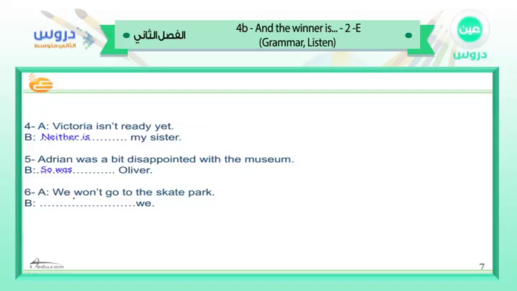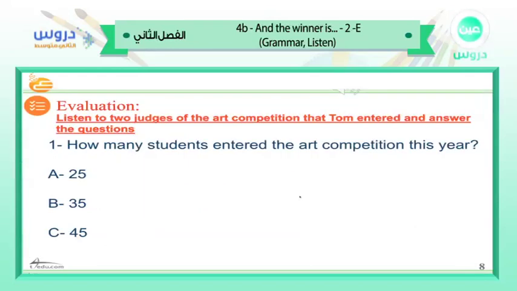Number 6. We won't go to the skate park. We won't. Negative statement. Go to the skate park. The answer is, neither will we. Neither will we. Okay? Affirmative auxiliary verb. Hope you got it.